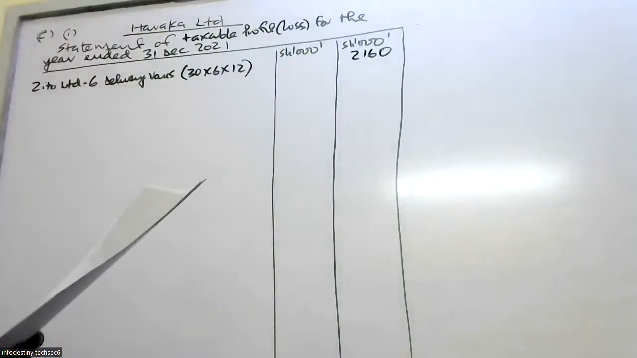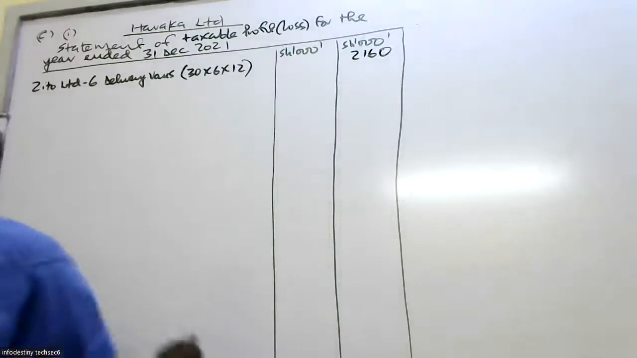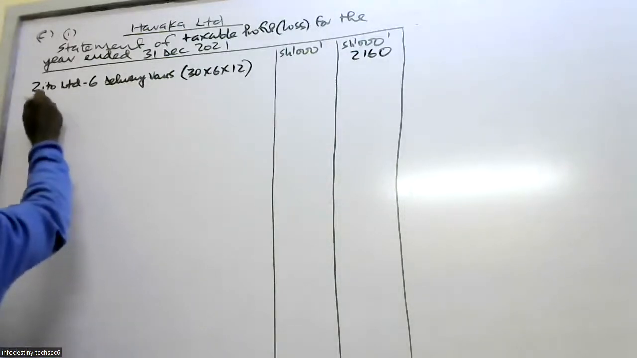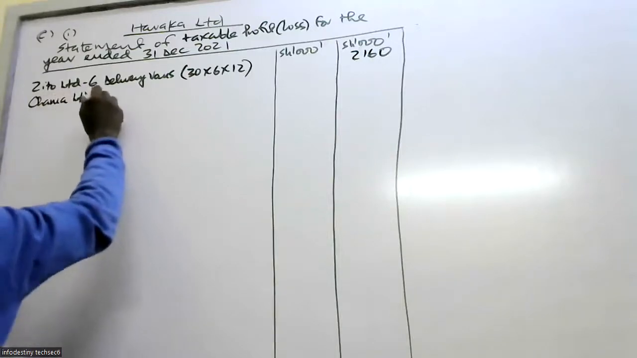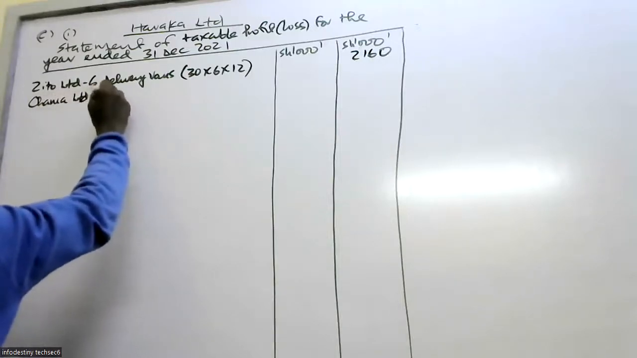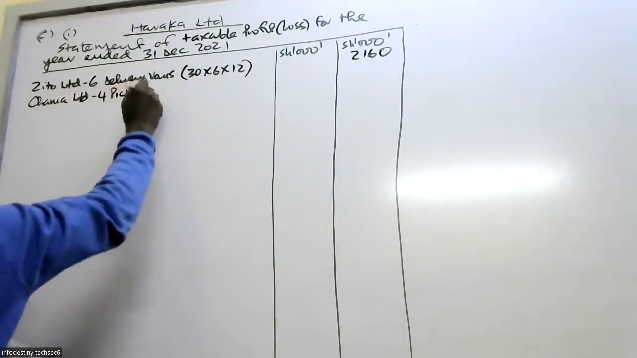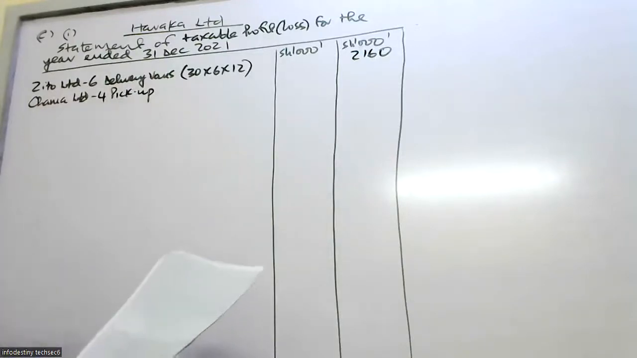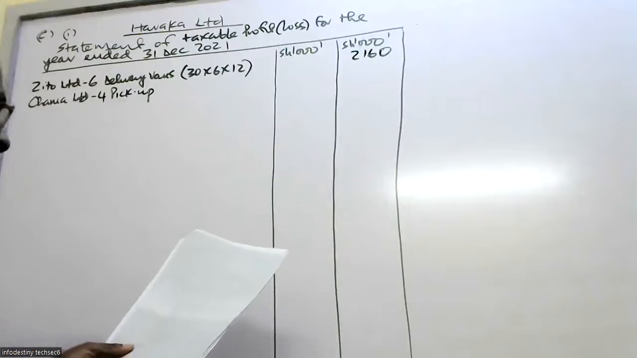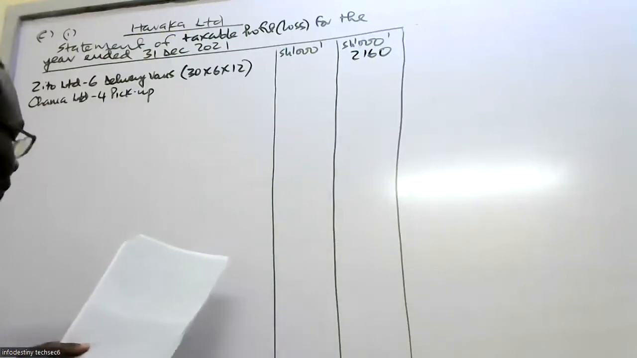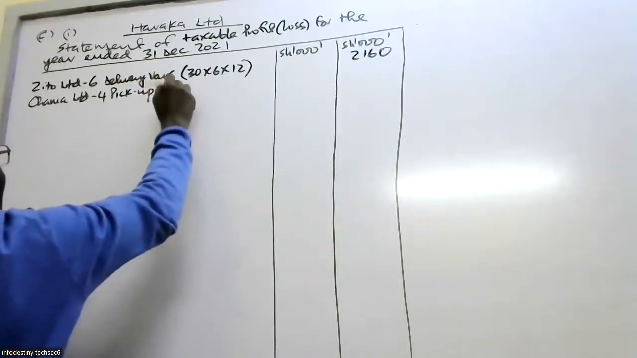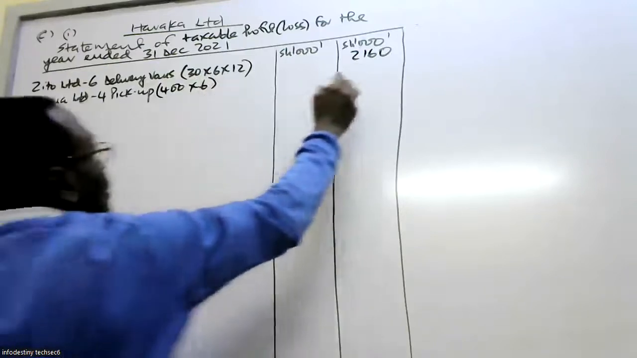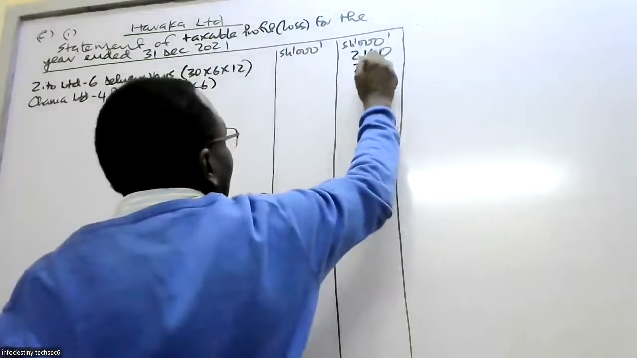Then 4 pickup vehicles to Chama Limited. So there's Chama. So this is 4 pickup. So 4 pickup vehicles to Chama Limited in Uganda for 400 per month for 6 months. This is simply 400 per month for 6 months. Should be 2,000,000.